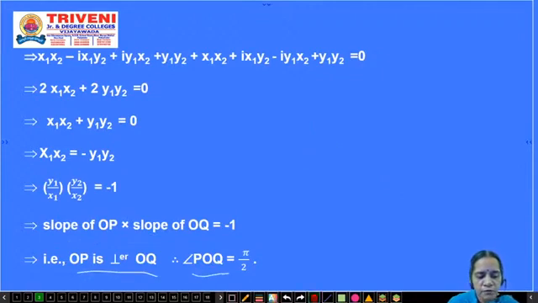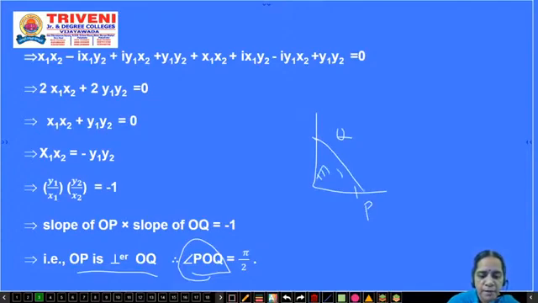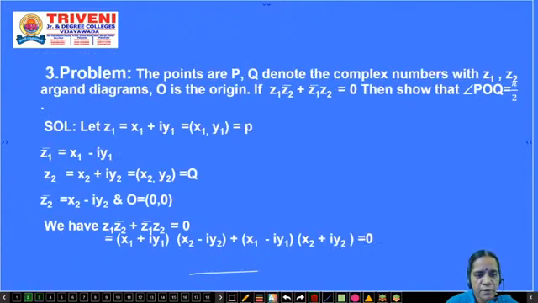Therefore, we have to show that angle POQ is equal to 90 degrees. Suppose the points are like this: here is P, here is Q. Then the angle is pi by 2. We have to show that. First, for this, the given value is here.